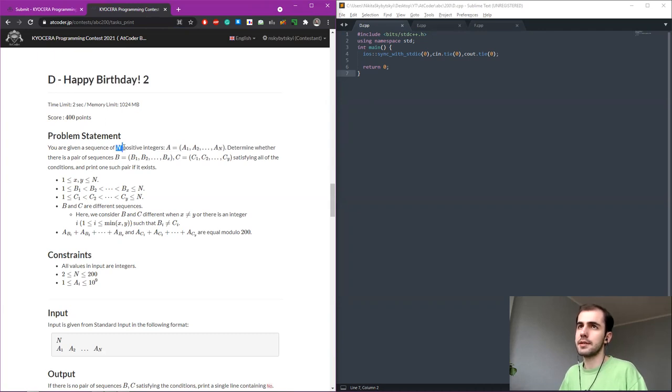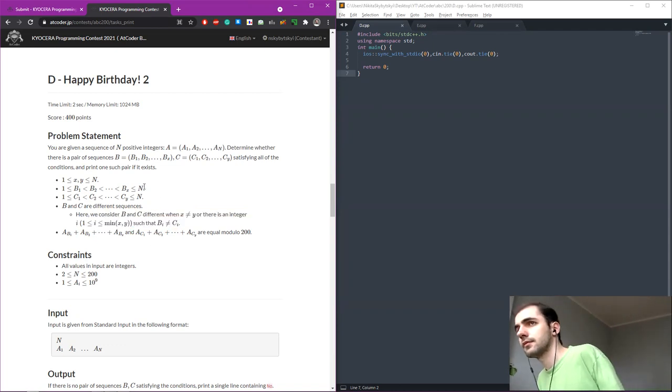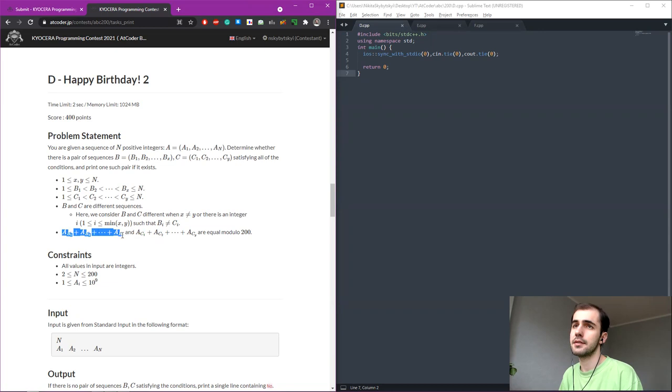So we're given a sequence of n positive integers. Okay. And to determine whether there's a pair of sequences of lengths x and y such that they are no longer than a, both increasing strictly. Oh, I suppose that means that B and C are indices. Yes, B and C are indices. They are different, so there is at least one position in which they differ, or they have different lengths. And okay, so we want two subsequences which are equal to each other modulo 200. N is at most 200.